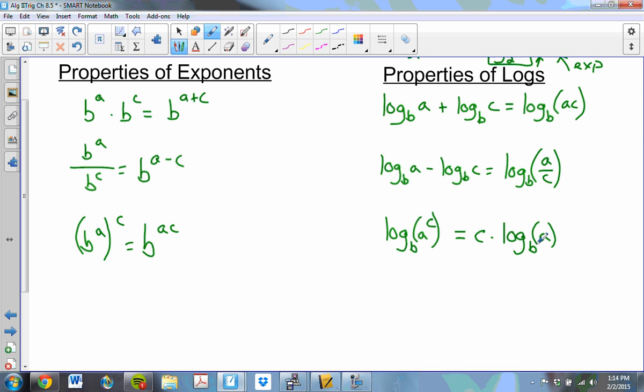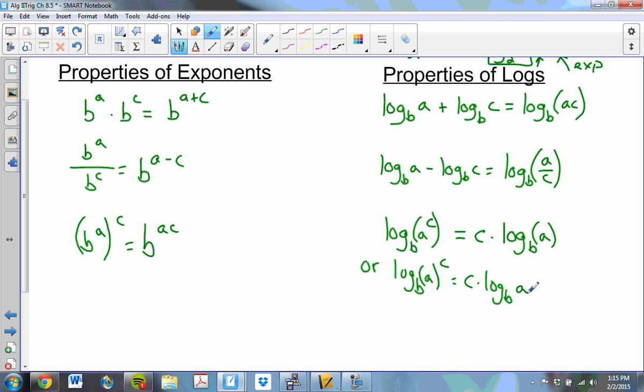That's the most useful property of logs. We will rely on it like crazy. That c could be inside or outside the parentheses. I could have written it like this if I'd wanted to. But my goodness, it's useful, and you'll see why in a second. Actually, you'll see why in a day. These are our 3 main properties of logs.